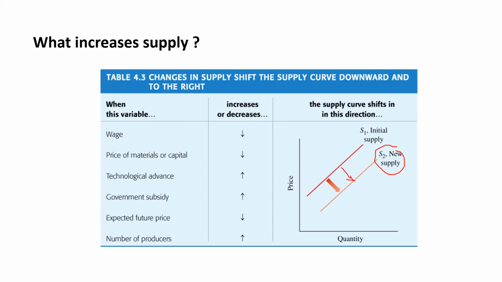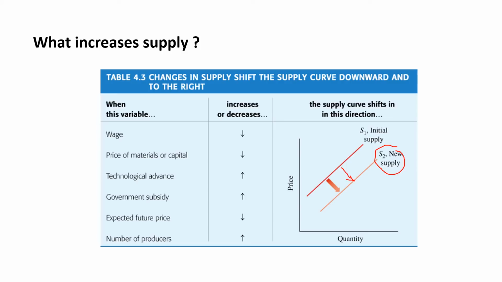When the government started to subsidize certain products, for example, the bread or the meat in the market, what will happen? There will be more supply of these products in the market.